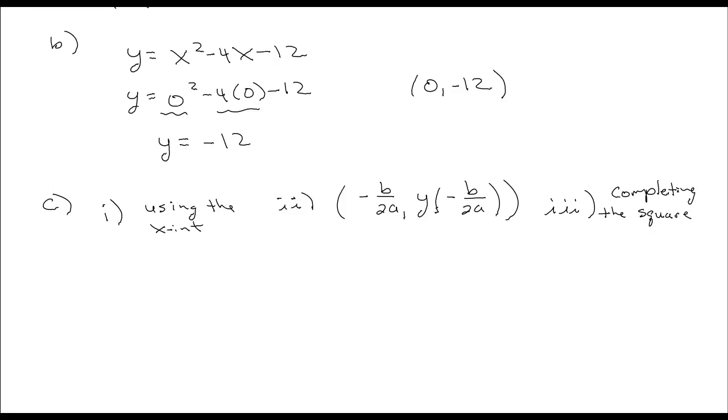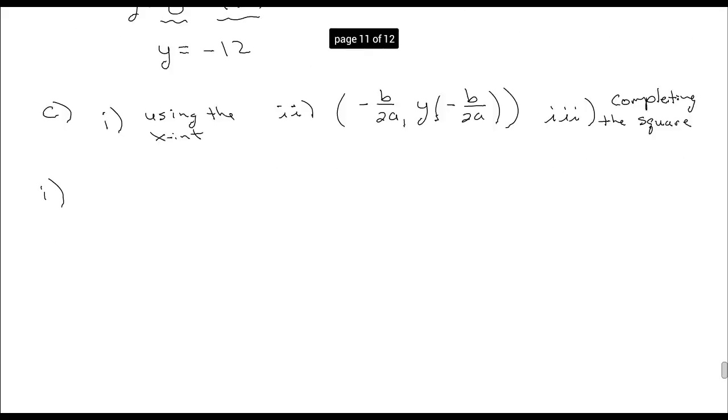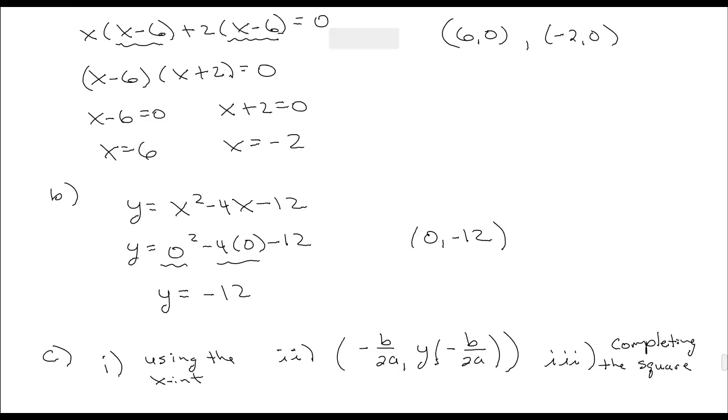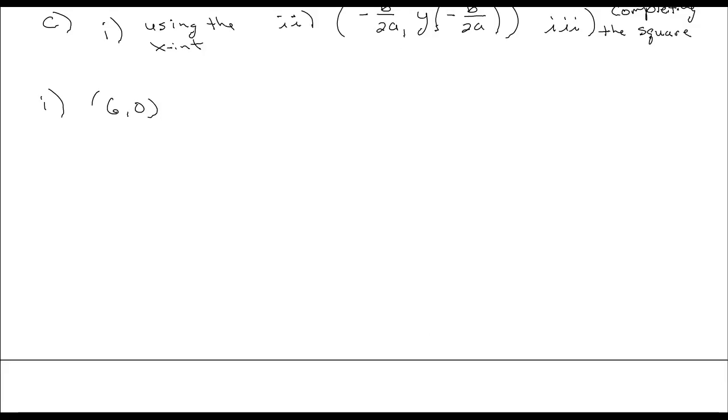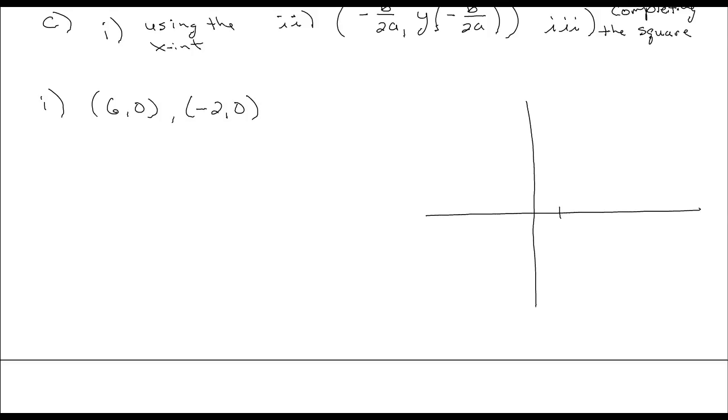Okay, so for part 1, using the x-intercepts. Well, what were the x-intercepts? Let's see. Oh, 6, 0, and negative 2, 0. Alright, so some background information on this. Once you do this a couple times, it's not so bad. 1, 2, 3, 4, 5, 6, negative 2.